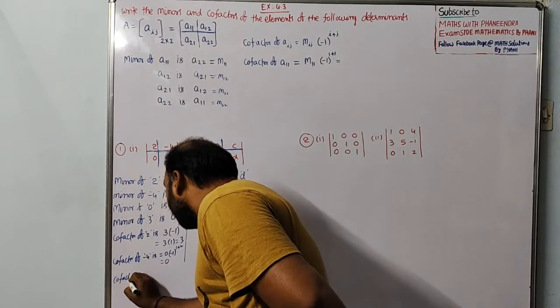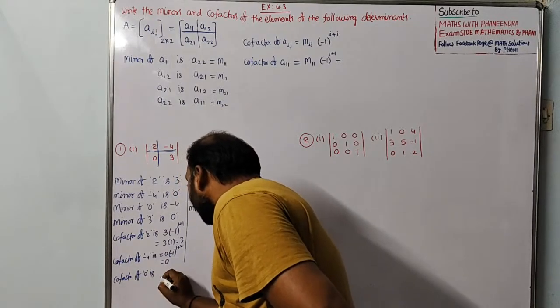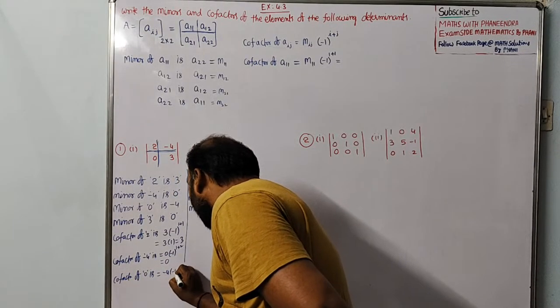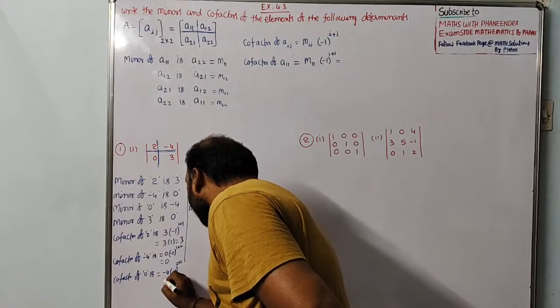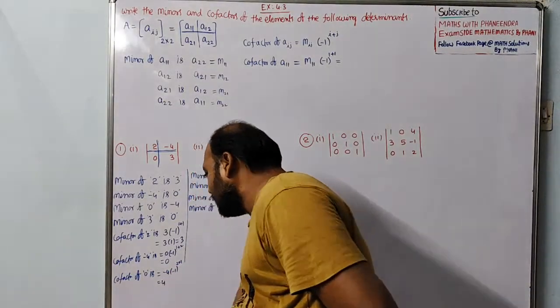Cofactor of 0 is minus 4 into minus 1 whole power 2 plus 1. So minus 1 whole power odd number means minus will come, minus into minus plus.